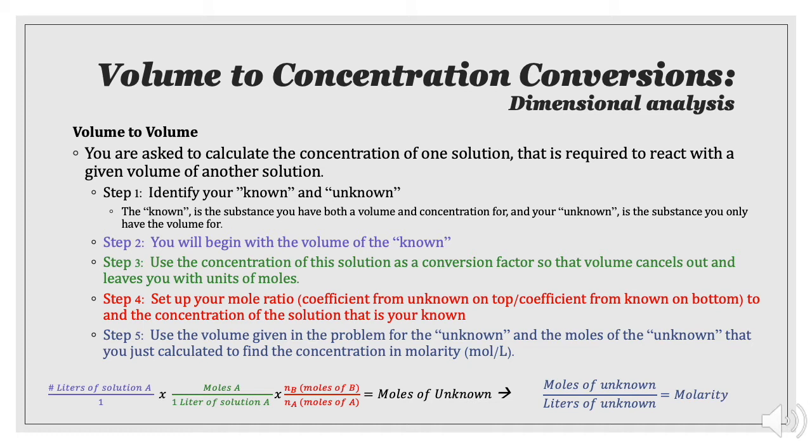For this type of problem, if we're trying to calculate a concentration, the problem already gave us a volume for our unknown. So if we can figure out how many moles of unknown we have, all we have to do is divide the moles of the unknown by the volume of the unknown in liters, and that will allow us to calculate our molarity, or our concentration.